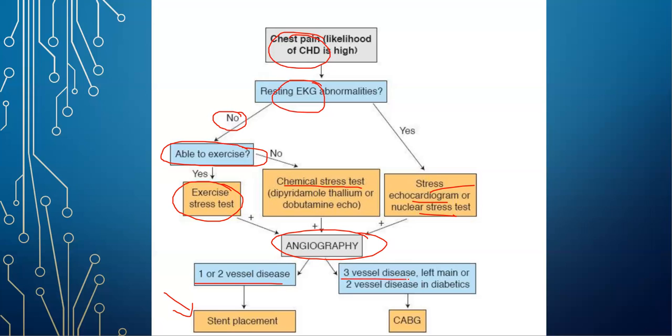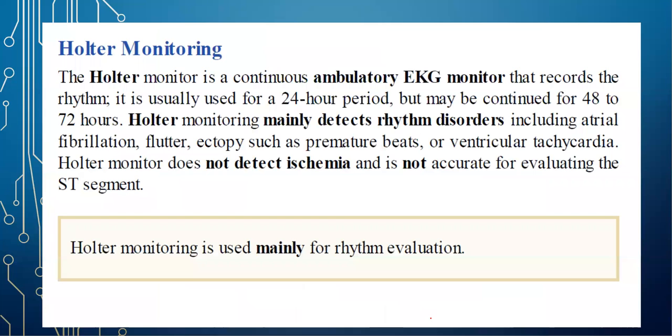If it is a 3-vessel disease, or left main coronary artery disease, or 2-vessel disease in a diabetic patient, they still need a CABG. Basically, remember 1 or 2 vessel, stent; 3-vessel disease, coronary artery bypass grafting. So CABG will be the choice in that patient. Clear for everyone?